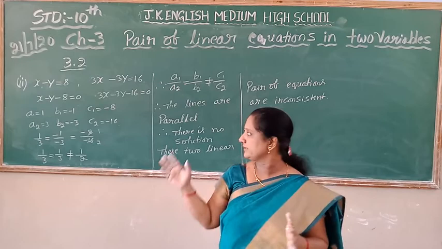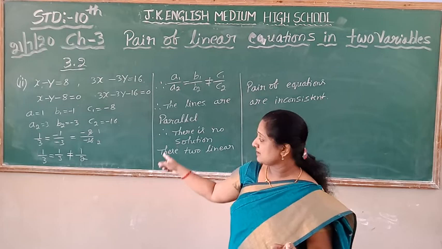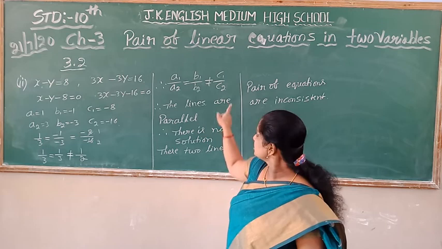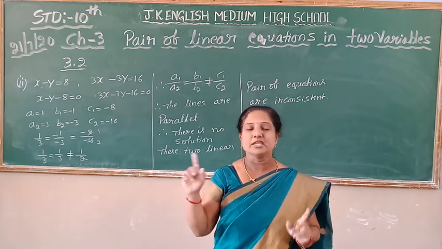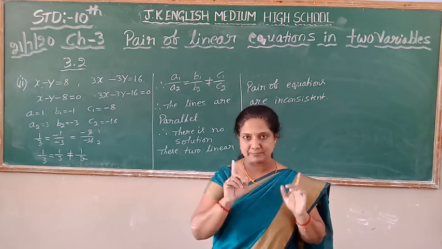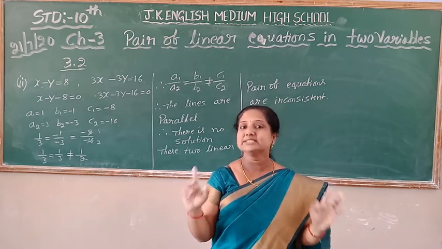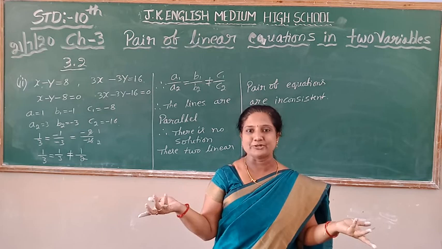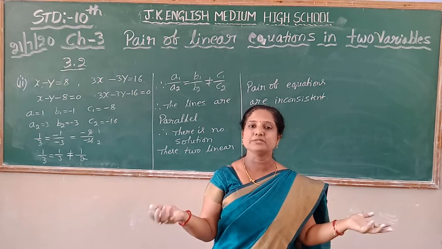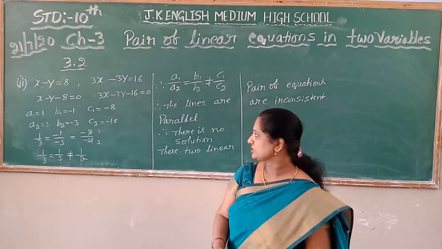So we have to write the linear equations in two variables in general form. Then you have to check which condition it satisfies. I check now: it satisfies a1 by a2 is equal to b1 by b2 is not equal to c1 by c2. Then the lines are parallel. If a pair of linear equations satisfies this condition, then those two lines are parallel lines. If they are parallel lines, they don't have any solution. If they don't have a solution, they are inconsistent. It's not necessary to find the solution, and it's not necessary to graph, because there is no solution. Okay, children, write down now.